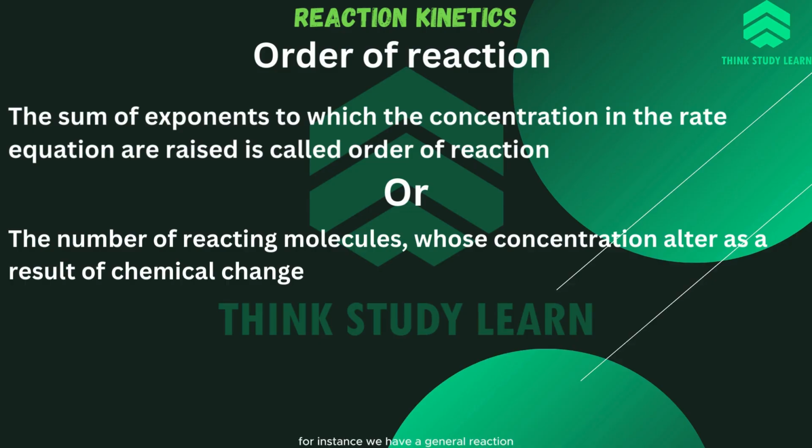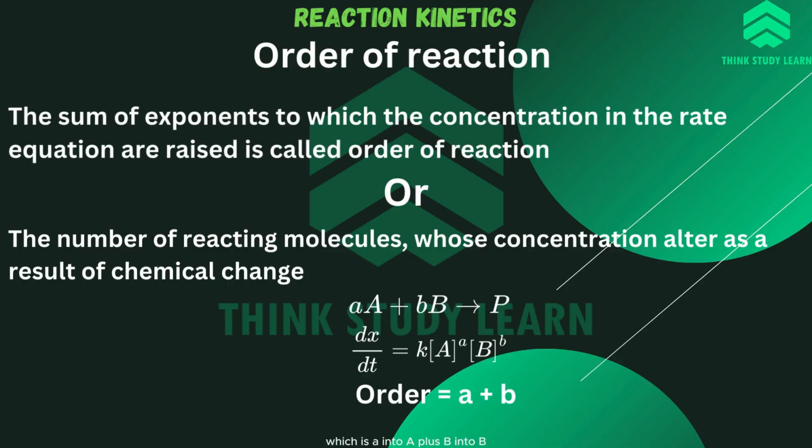For instance, we have a general reaction, which is aA plus bB gives us product. So its rate equation will be dx/dt equals k into concentration of A to the power a into concentration of B to the power b. As both exponents are there, A and B, to measure the order of reaction we will make a sum of a and b, and this will be the order of reaction.